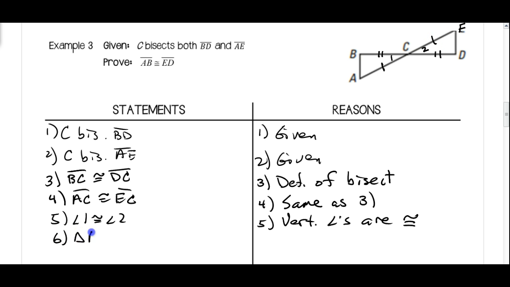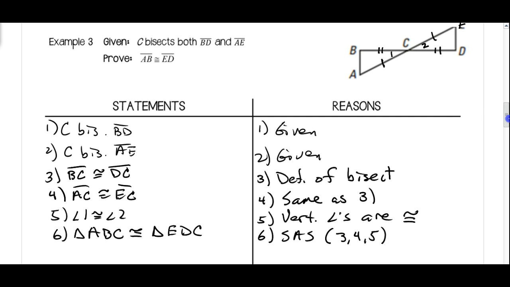So triangle ABC is congruent to triangle. So if I go ABC, I need to go EDC. EDC. Make sure you ask if you're not sure about that corresponding order. And we've got side. The angle is in between the two sides and another side. So side, angle, side. And I've got steps 3, 4, and 5.